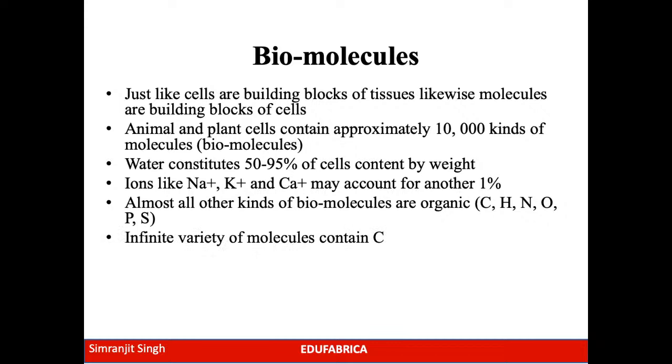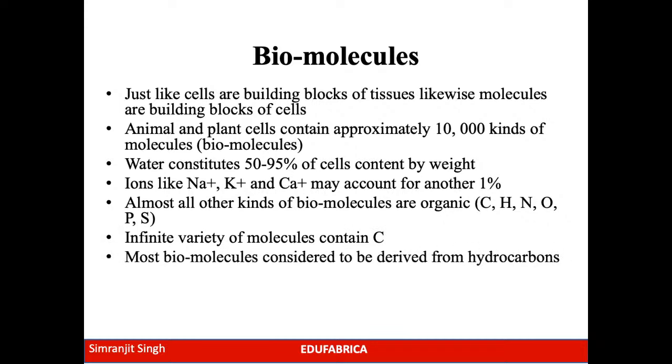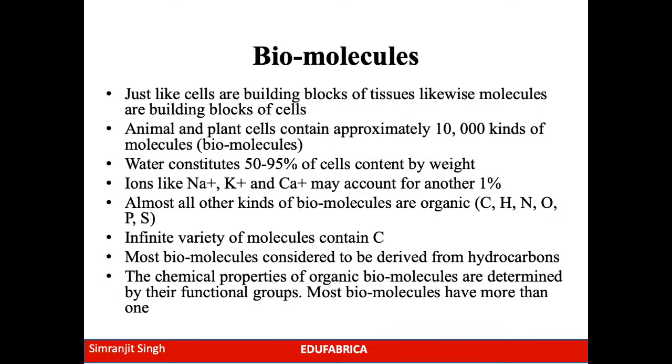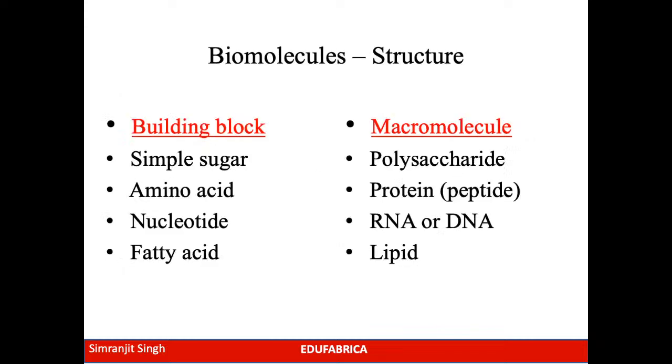CHNOPS. An infinite variety of molecules contain carbon, and most biomolecules are considered to be derived from hydrocarbons. The chemical properties of organic biomolecules are determined by their functional groups, and most biomolecules have more than one. These biomolecules are the building blocks and they form macromolecules. The building blocks are simple sugars and the macromolecules are the polysaccharides. Amino acids make proteins, nucleotides make RNA and DNA, and fatty acids make lipids.